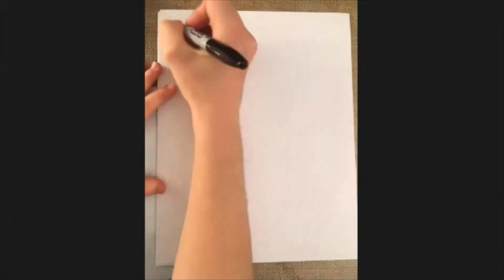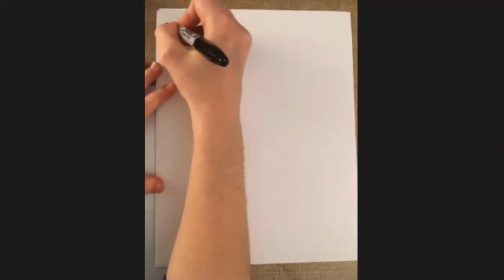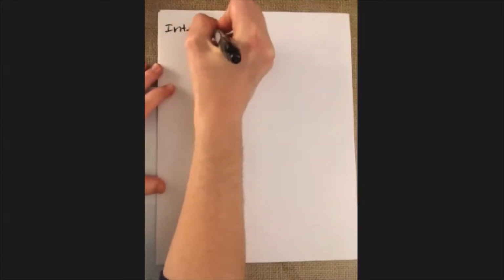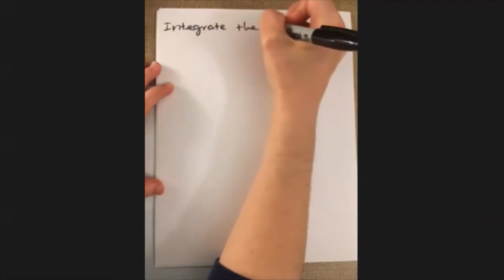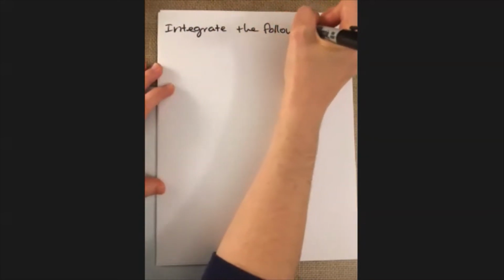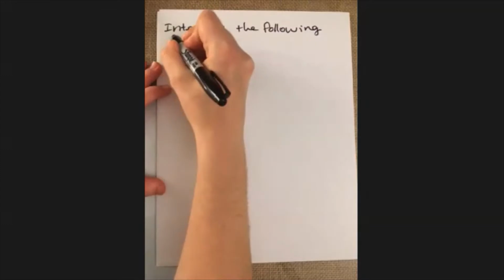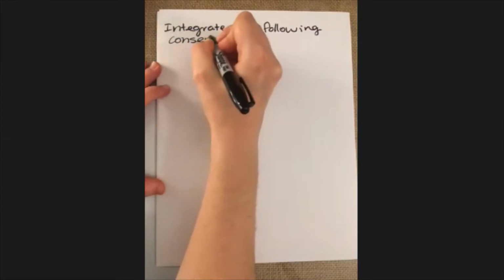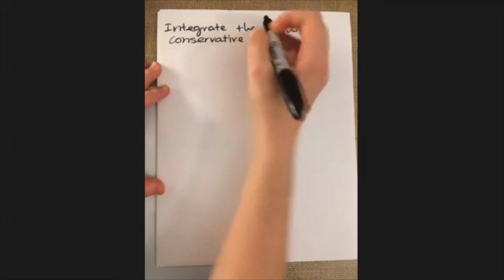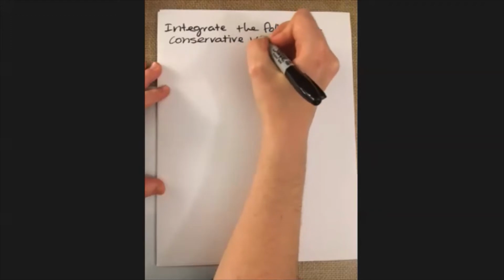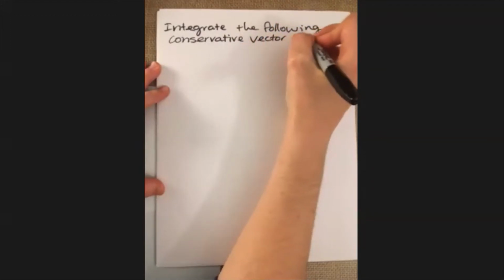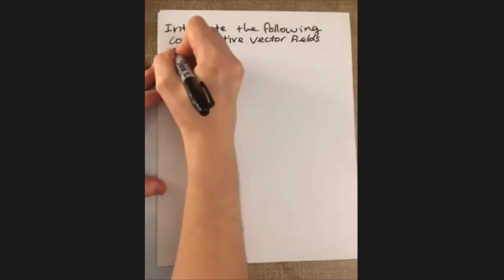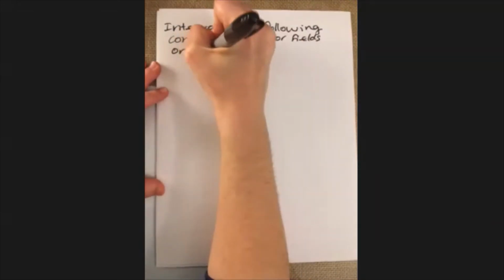In all of our examples, it'll be the same idea as last time. We will integrate the following, except the difference is now we know that they're conservative. We're going to start by being told that they are conservative vector fields on the given curve.